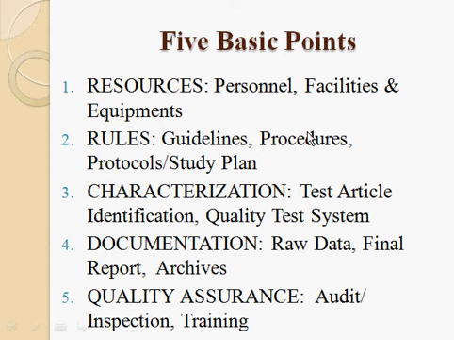There are rules, we should follow that. So what are the rules? Rules are guidelines or standard operating procedures, protocols or study plan. Then we must characterize the test article identification. The test article, whatever you are going to test in your facility, should be characterized based on the methods available to you, and you must have a quality test system for that matter, followed by documentation, which is very important.